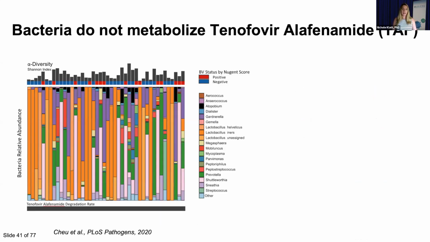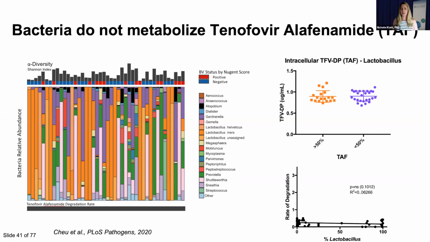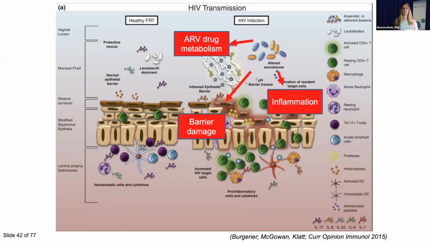But then when we look at TAF, the next generation tenofovir, you see that there's no correlation like we saw earlier. There's no trend here, and that's because TAF is not metabolized. We don't see TAF metabolized in any of our culture systems, and accordingly, there's no association with the rate of degradation. So this is very good news that there are drugs out there that aren't metabolized by vaginal bacteria, and this should really be considered for PrEP.